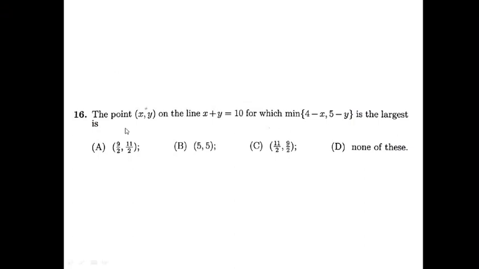So let's start. The point xy on the line x plus y equals 10 for which the minimum of 4 minus x and 5 minus y is the largest is. Okay. Now what we have to do here, we have to put the value of y, that is 10 minus x, in this expression 5 minus y, and we'll get two polynomials of degree 1 in x, and then we'll compare them by drawing their graphs, and then we'll have the maximum or the minimum of this pair. So this is the question.